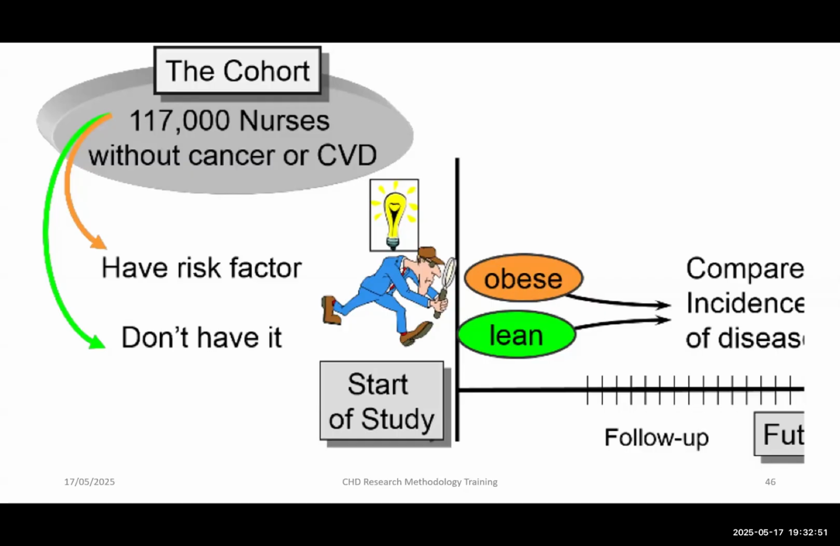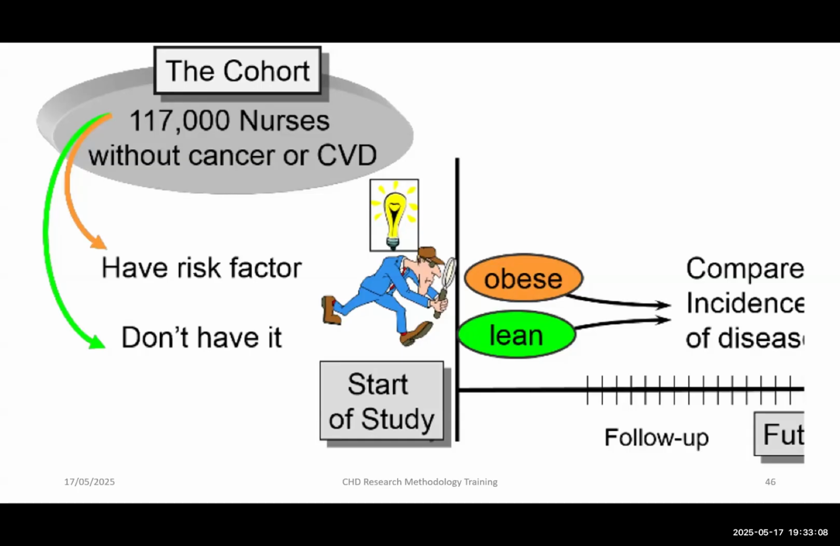So at the beginning of the study, you can see this man with the bat. That's the start of the study. Nobody has the disease. You just have one group where the nurses are obese, another group where the nurses are lean, and then you follow them over time and compare the incidence.